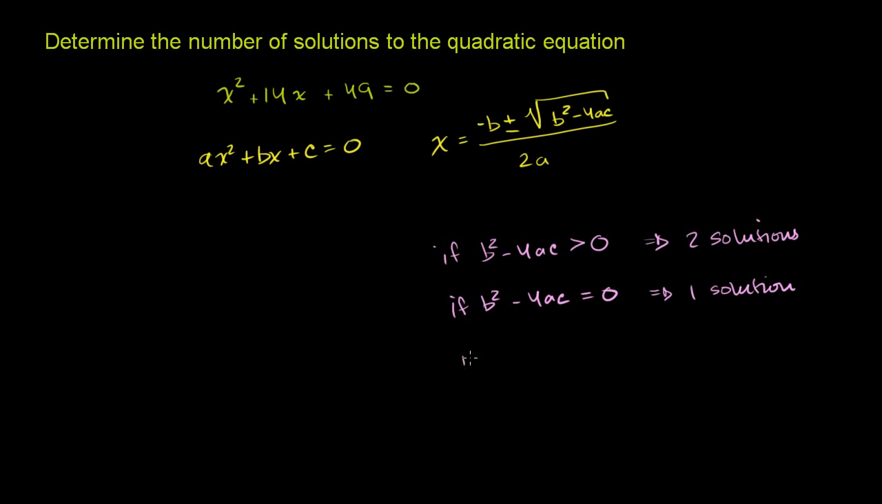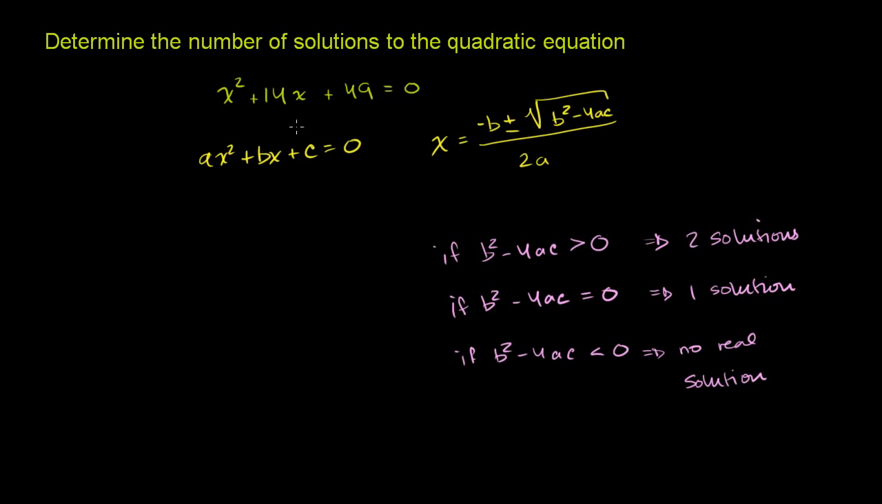And then what happens if b squared minus 4ac is less than 0? Well, this is going to be a negative number right here. And you're going to have to take the square root of a negative number. And we know if we're dealing with real numbers, there is no real number squared that becomes a negative number. So in this situation, there are no real solutions. When I say real, I literally mean a real number. No real solution.